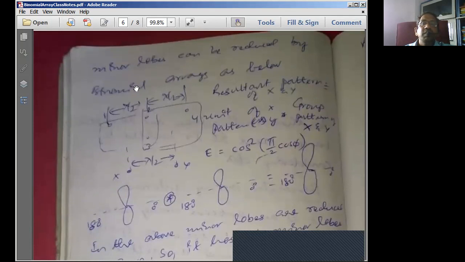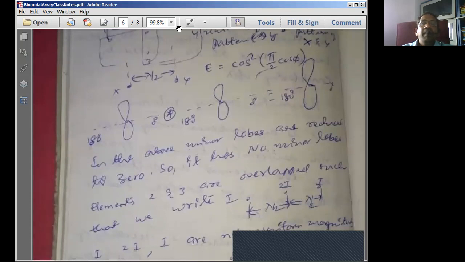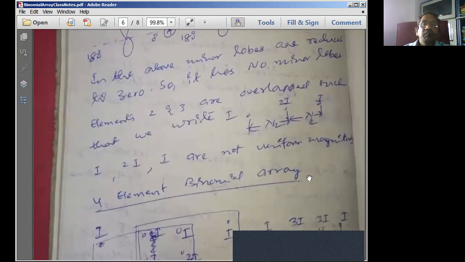Now in the case of this binomial array, the equation for the electric field becomes cos square of (pi by 2 cos phi), because we are considering two antennas at the same place. Therefore it becomes a square here. And by using the simple array pattern, after grouping also, the spacing between the two antenna groups is going to be lambda by 2. Therefore the pattern is going to be the same. When you multiply these two patterns, you get a much bigger pattern with more directivity. That is the advantage we are going to get.